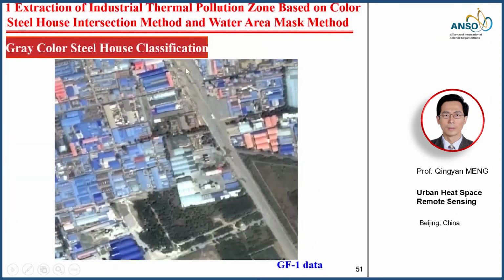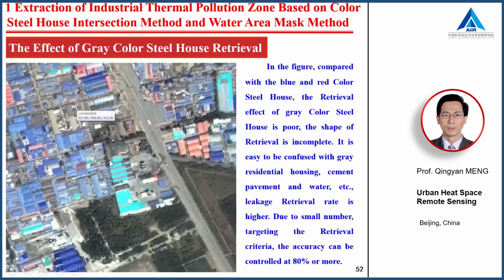And also we have the gray color steel house classification. We use GF-1 data, and compared with the blue and red color steel house, the gray color steel house retrieving accuracy is comparatively poor. The shape of the retrieving is incomplete.